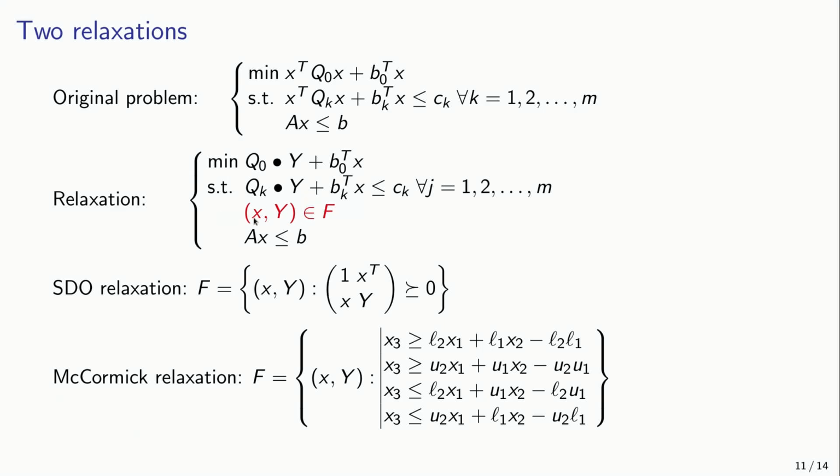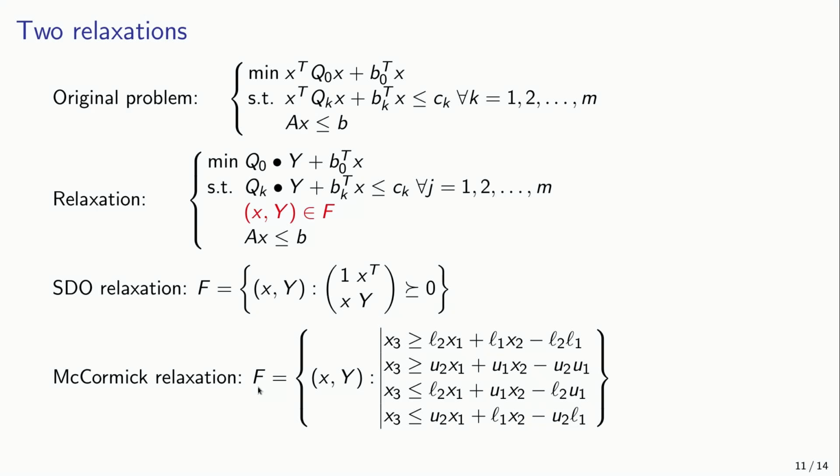And now I simply need to impose constraints on x and y. And in general, I simply say that x, y belong to a set capital F. And then I keep with me, obviously, the linear constraints. F is dependent on the type of relaxation I choose. In the case of a semi-definite optimization relaxation, F is simply equal to the vectors x and y such that this matrix, the Schur complement, is positive semi-definite.